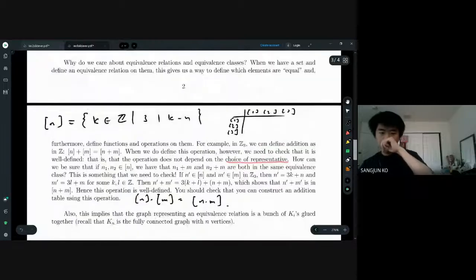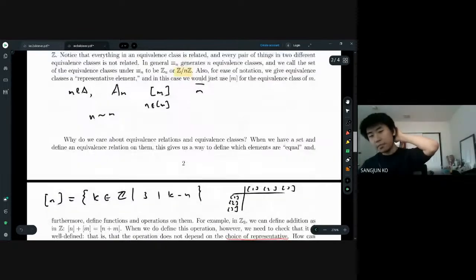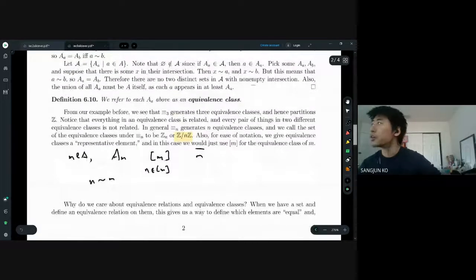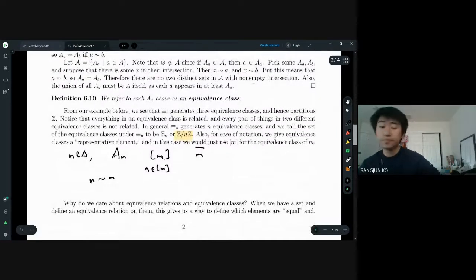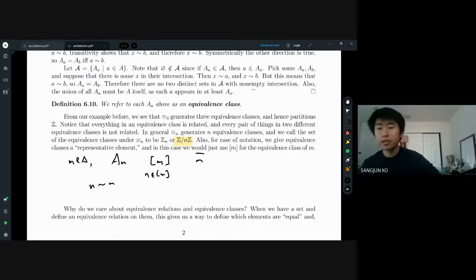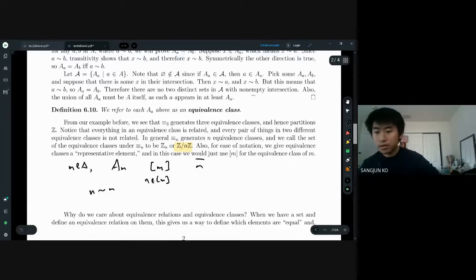I guess the modulo relation, modulo n, I don't think that's a partial order either. In general, equivalence relations, I think, are different than partial orders, but I might need to think about that a little bit.